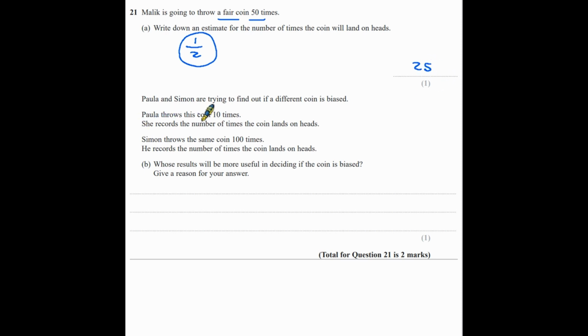Now Paula and Simon are trying to find out if a different coin is biased. Paula throws it 10 times and records it. Simon throws it 100 times and records it. And the question asks us whose result will be most useful. The answer, in your own words, is Simon's. Because he has thrown it more times, he has a wider range of results. Therefore, his prediction is likely to be more accurate.